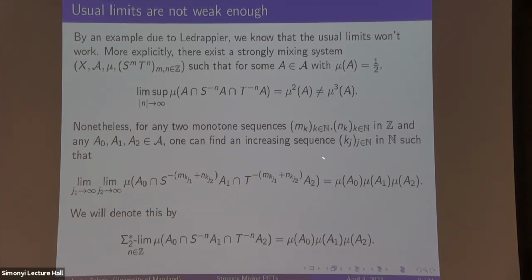So another way of thinking of this is that if you take two monotone sequences and you want to be epsilon close to independence, you can find a K1 and K2 such that when you plug in MK1 plus MK2 and NK1 plus NK2, you will be close to independence. So you only need to show that it happens for one K1 and K2 for each pair of sequences, and that will give you a sigma 2 star limit.